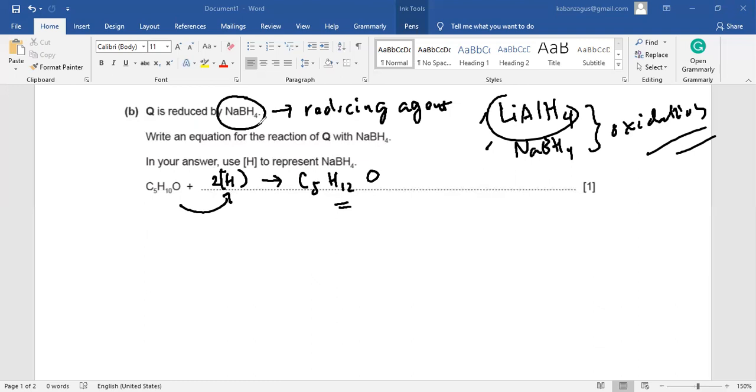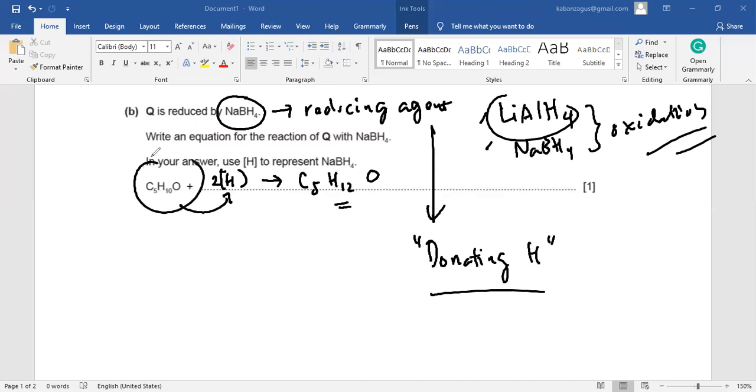Why? Because in this case, NaBH4 is a reducing agent, so it donates hydrogen. Donating hydrogen right here. So when you have this, the previous reagent will accept 2 electrons, then it will give you C5H12O.